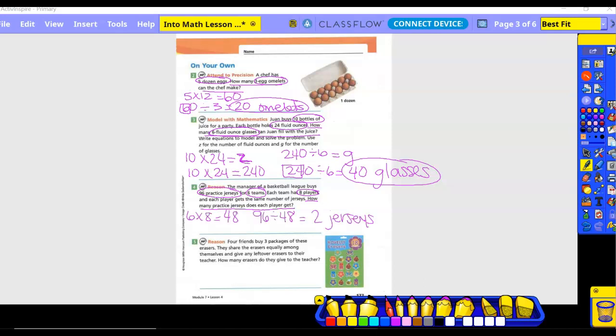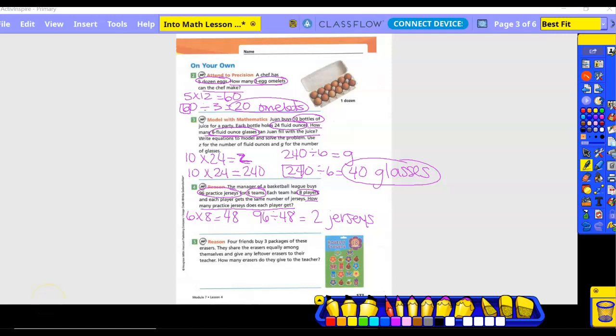Okay, so we first had to figure out how many total players there were on all of the 6 teams, and we took 6 times 8 to get 48. And then we took the total number of jerseys, 96, divided by the 48 players. So that meant that 48 plus 48 gets you 96. So each player gets 2 jerseys.